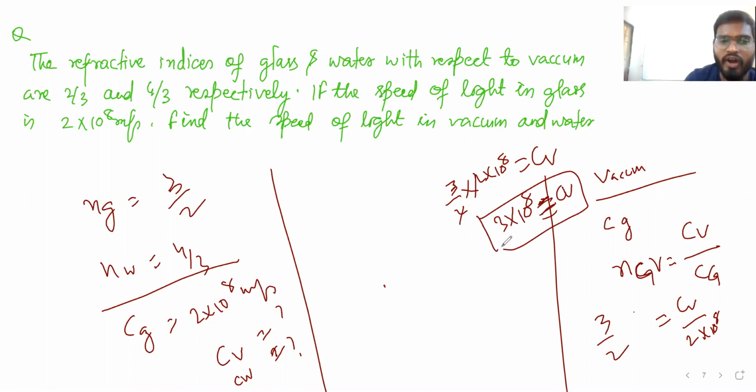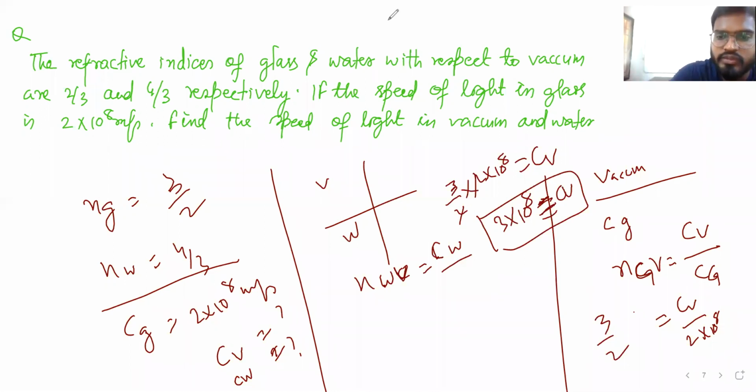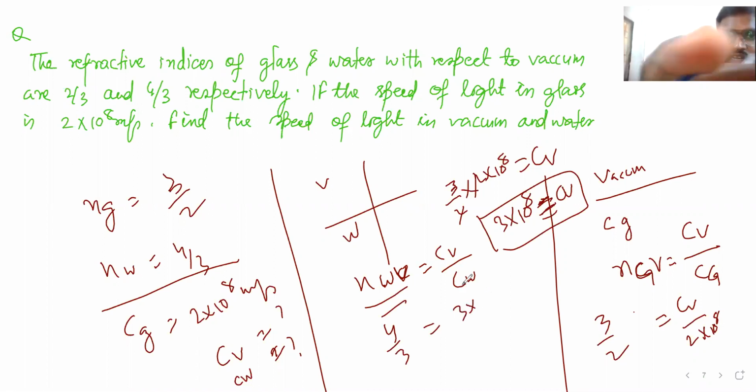That is the velocity of light in vacuum that we found. Now we can consider vacuum and water. So vacuum and water, if you see, we can do the same thing. n_w by n_vacuum, so we can say C_w by C_vacuum, right? So this is given as 4 by 3, which is equal to 3 into 10 to the power 8 meter per second.